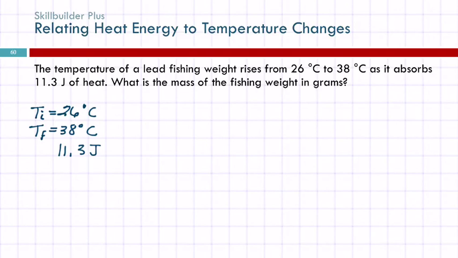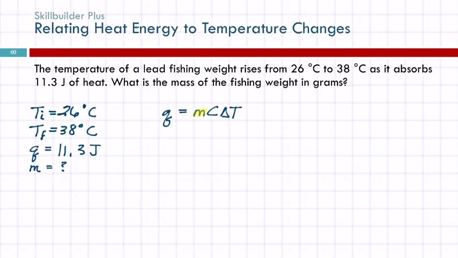What's the letter abbreviation for heat? Q. And don't ask me why, because I have no idea why Q is energy, but it is. And what do we want to find? Mass. Mass equals question mark. Well, we've got temperature and we've got energy. We probably need that MC delta T equation. So let's write that down. Q equals MC delta T.